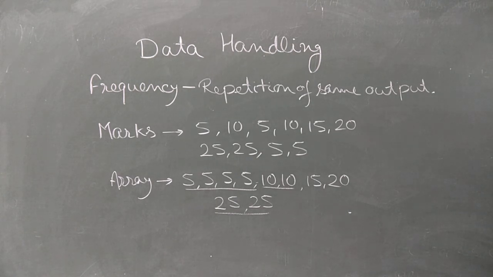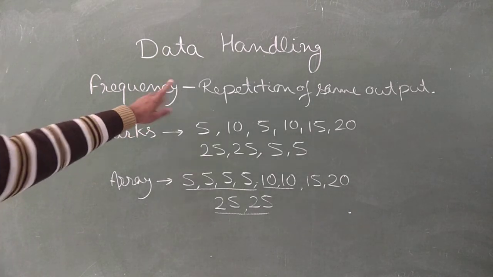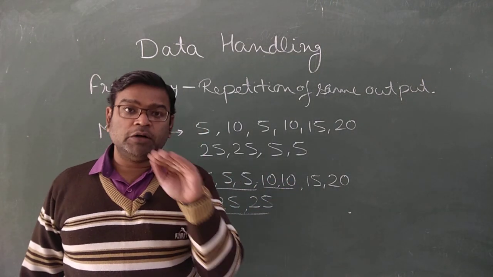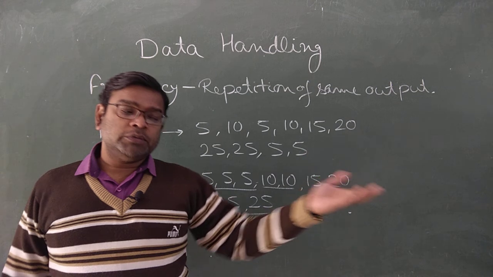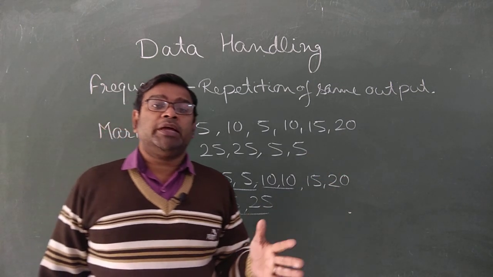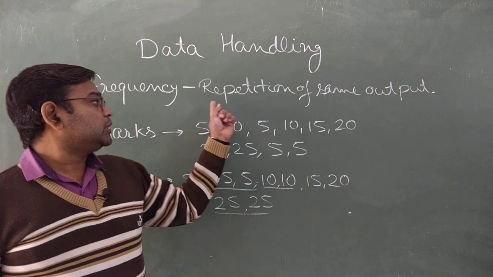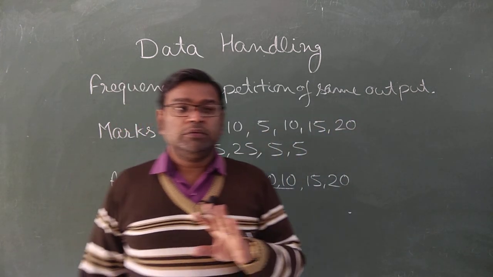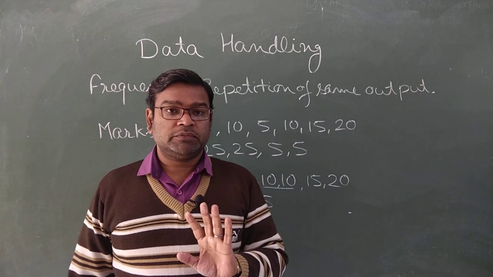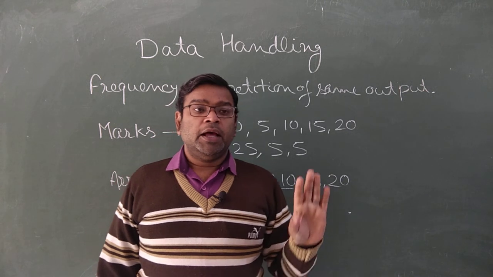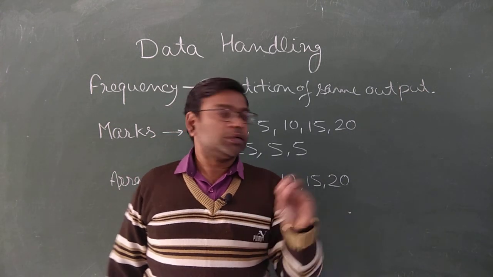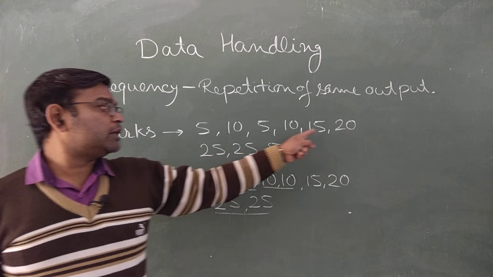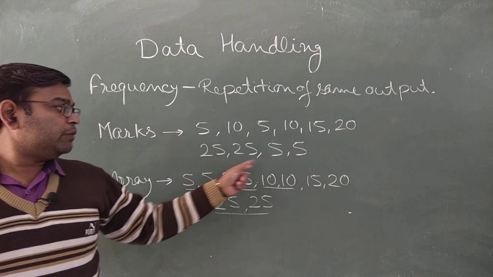Now our next topic is frequency. What is frequency? Frequency is the repetition of data, the repetition of the output observed or received by performing some experiment. This is your frequency, repetition of the same output. Suppose 10 students are giving a mathematics test out of 25 marks, and the output they receive is: first student receives 5 marks, 10, 5, 10, 15, 20, 25, 25, again 5, 5.